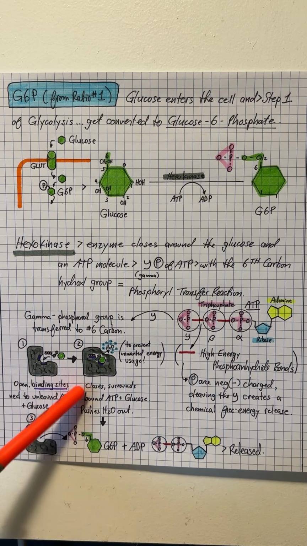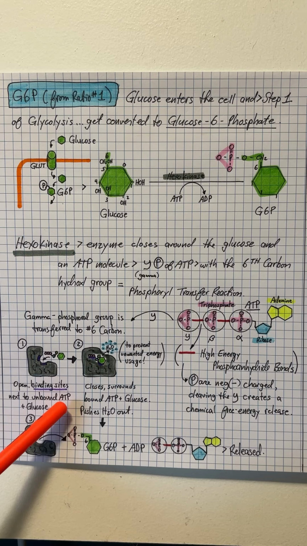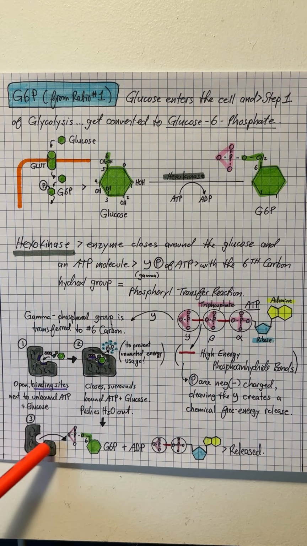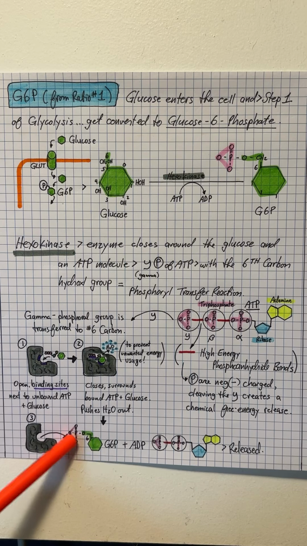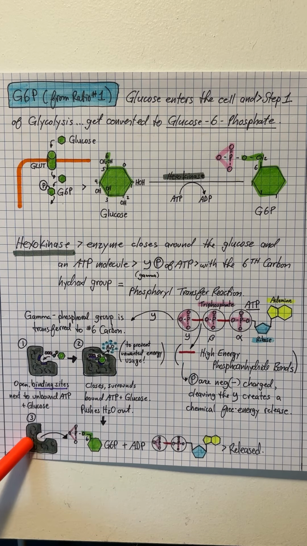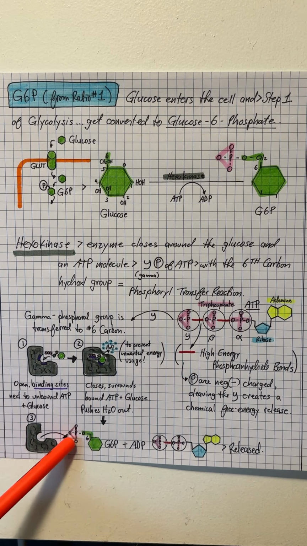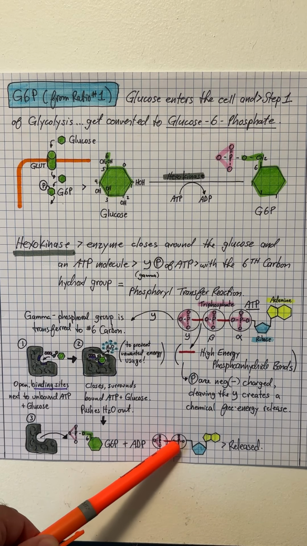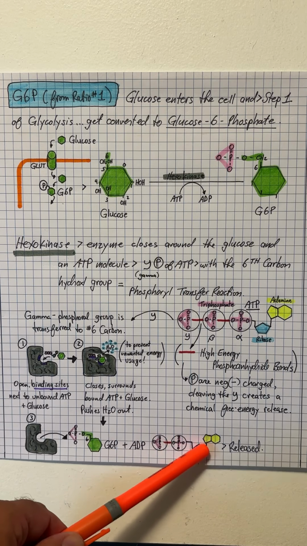Okay, so it closes, surrounds, and binds the ATP and glucose, it pushes out the water, and then again, the phosphate gets donated to the glucose and they get basically released from the enzyme: G6P, ADP, and there's the two phosphates of the ADP.